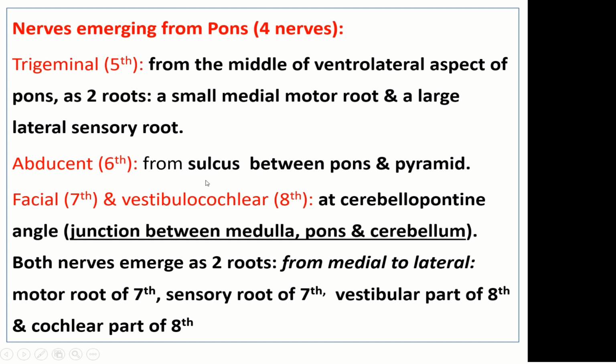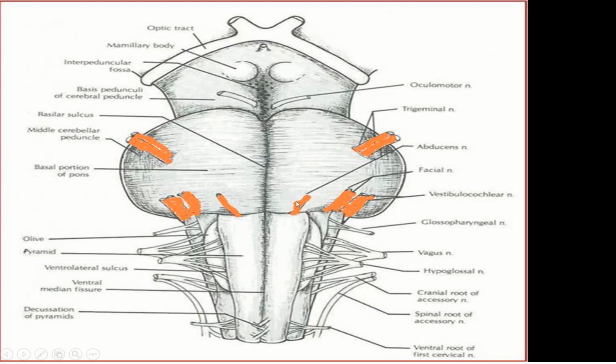The next nerve is the abducent nerve, from the sulcus between the pons and pyramid. You can see here, this is the sulcus between the pons and the pyramid. This is the pyramid. The medulla class has already been completed. You can see here, this is the pyramid of the medulla oblongata. This is the olive. So this is the cerebellopontine angle. You can see the abducent nerve emerging between the pons and the pyramid.